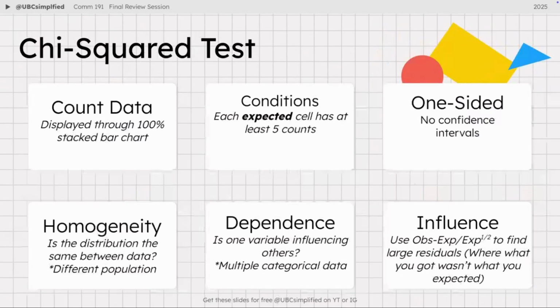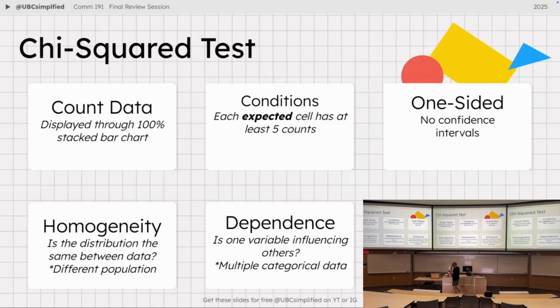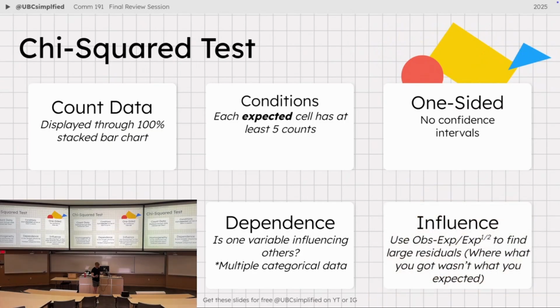All right, so chi-squared tests, or I like to call them Chi-Chi because it sounds more fun. Basically, this is used for count data, which you display through a 100% stacked bar chart. Now, one condition for this is that each expected cell count has to be greater than 5. There are no confidence intervals for this, and Chi-Chi tests are going to be one-sided. The two types of tests that we do with Chi-Chi: we want to see if the distribution of data is the same, so this is from different populations, whether or not they have the same distribution. The other null hypothesis that we'll have is whether or not one sample is dependent on the other. So this is from the same population, but it has multiple categorical variables.